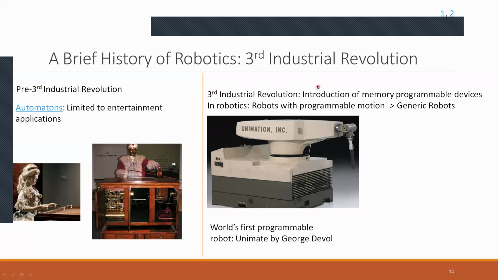And the second industrial revolution, in the 1910s and 20s, introduced the assembly line and the associated fast mass manufacturing. Even then, they didn't have robots which were kind of generic. Generic industrial robots were developed with the advent of the third industrial revolution.